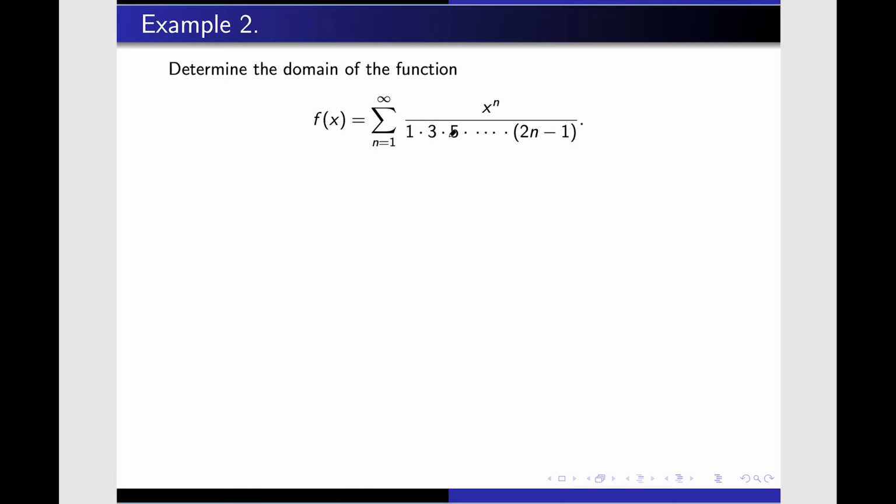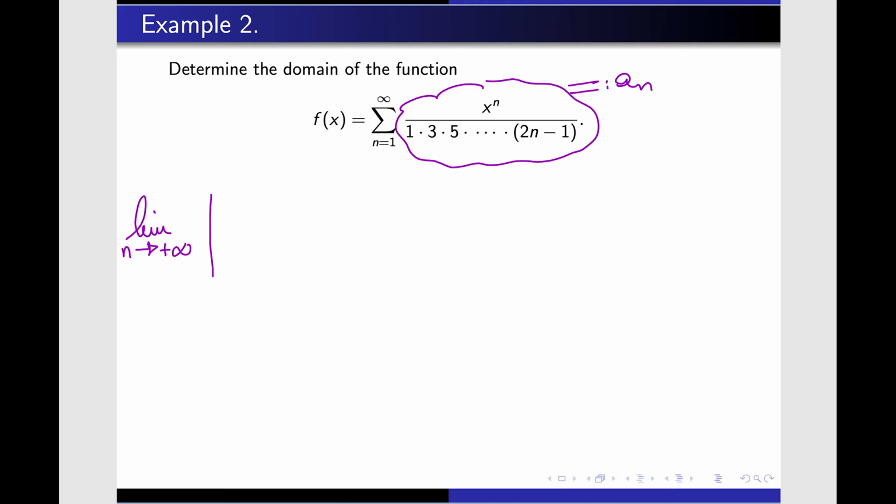Correct? If I think about this as being the an term, the an of the ratio test, and you run the test, you're going to take the limit as n goes to infinity of the absolute value of the quotient an plus 1 divided by an.